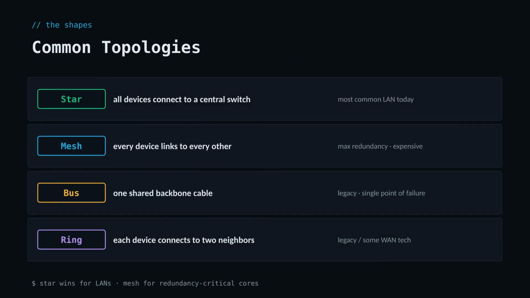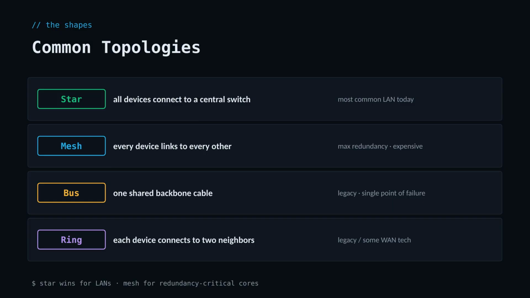With that distinction in mind, let's look at the four shapes you'll see again and again. Star is the workhorse of modern LANs. Every device homes back to a central switch, simple and easy to manage. Mesh connects everything to everything, giving you maximum redundancy at maximum cost, which is why you'll usually see it reserved for critical network cores. Bus and ring are mostly legacy now.